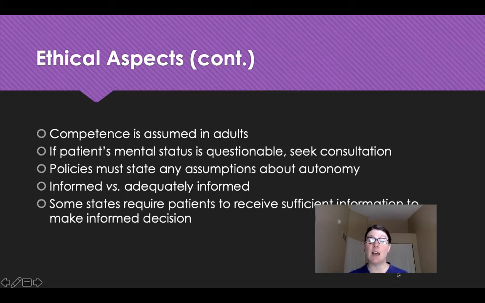If a patient's mental status is questionable, the provider, nursing staff, whomever it is that's involved in this, needs to seek consultation. So you need to make a determination of capacity. Do they have the capacity to consent? Any policies that you have must state any type of assumptions about autonomy. So if you're making assumptions about autonomy generally in your organization, like if you're assuming all patients are competent, or if you're assuming the general signature that you get covers minor procedures.